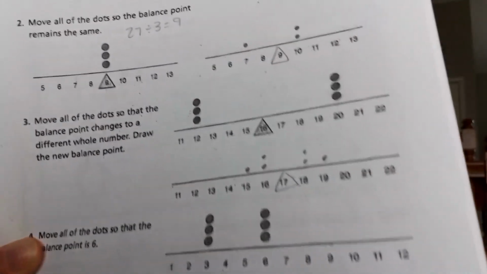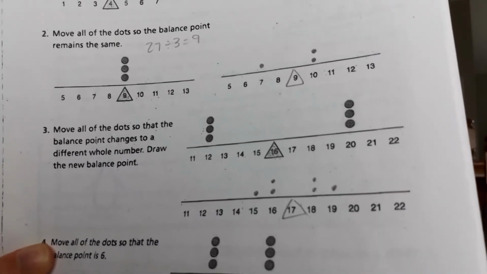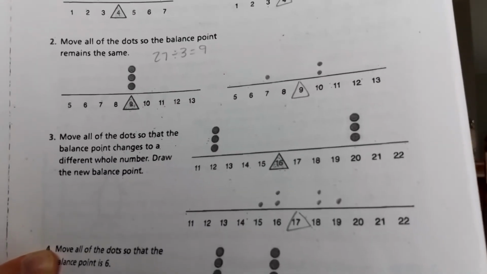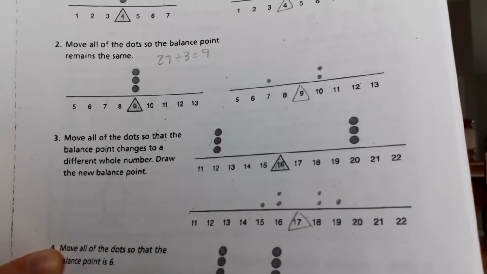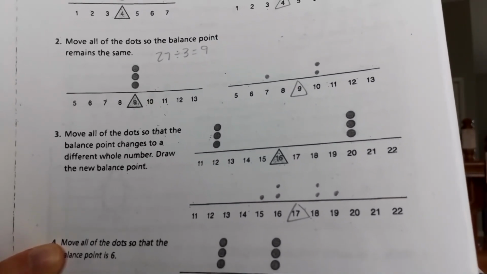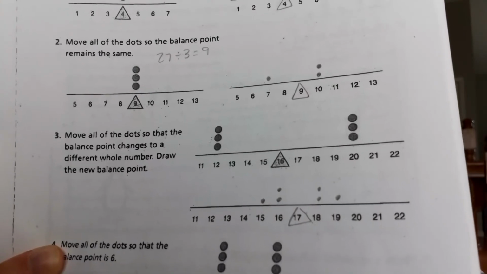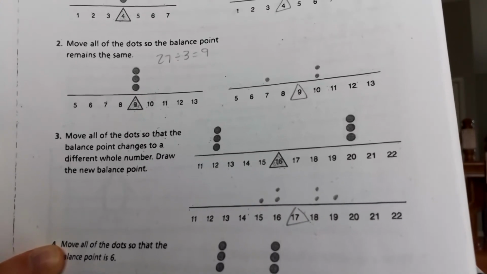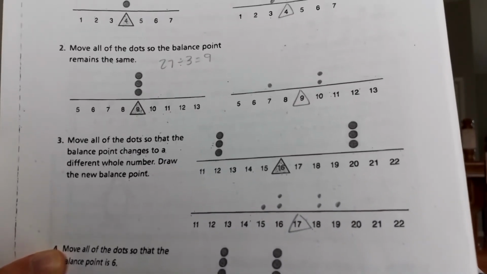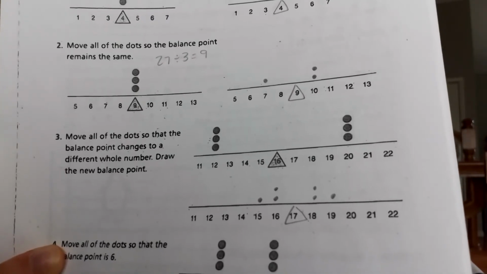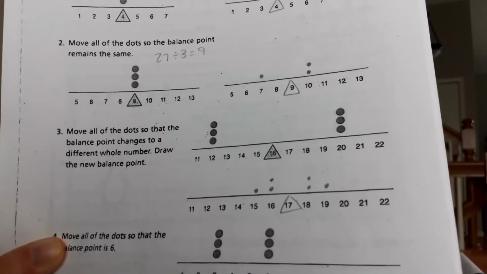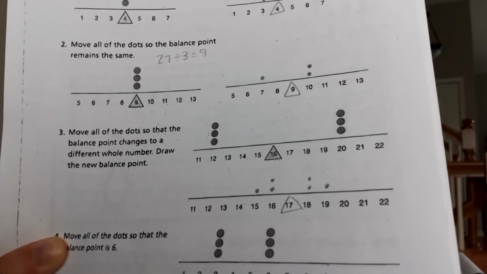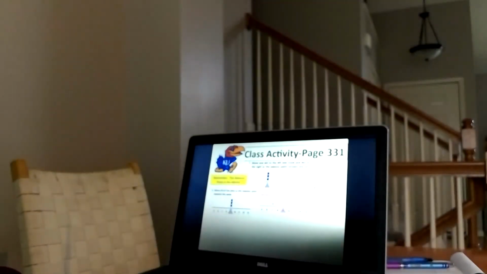Okay, now I'm going to make sure that I followed all the directions. So it said move all the dots. Did I move all the dots? Yes. None of them are on 20 anymore, and none of them are on 12. Did I make a new balance point? Yes. Now the new balance point is 17 instead of 16. Is this the only answer? Definitely not. There are way more possible answers.